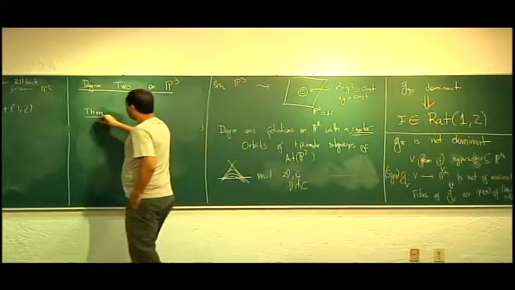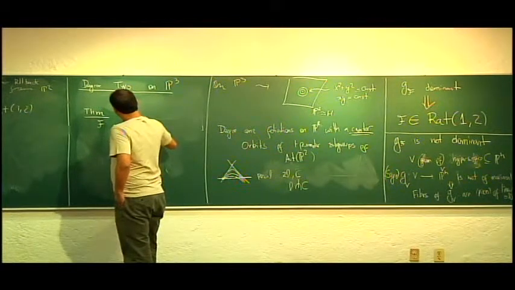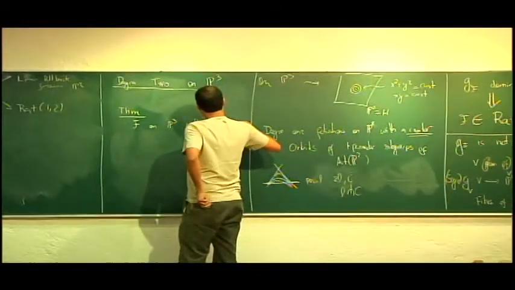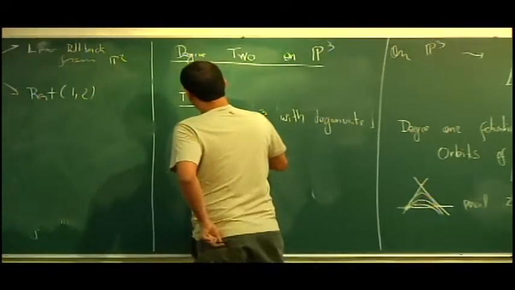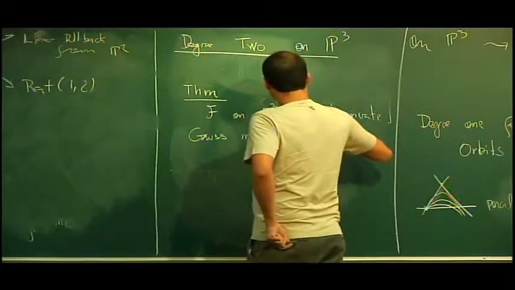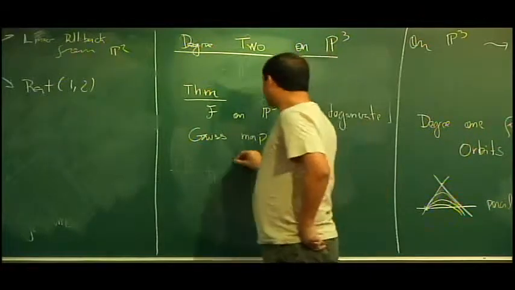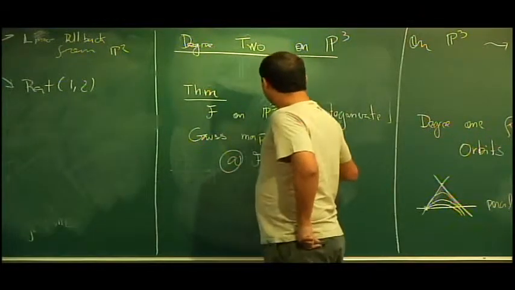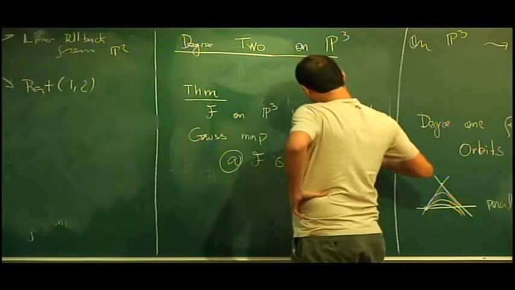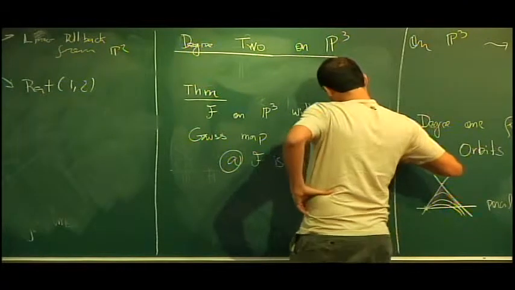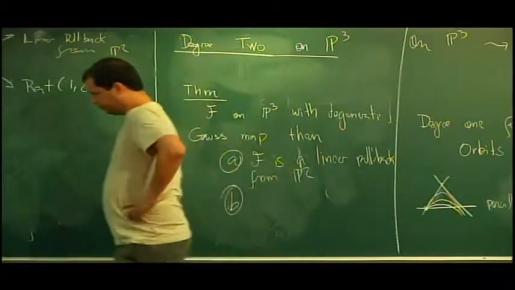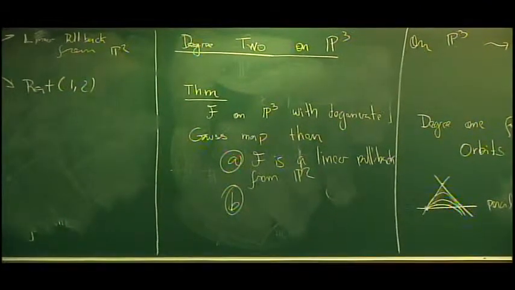And it says that if I have F on P3 with degenerate Gauss map, meaning that it's non-dominant, then we are in one of the following cases. A, F is a linear pullback from P2. Or B, our foliations come from this picture.